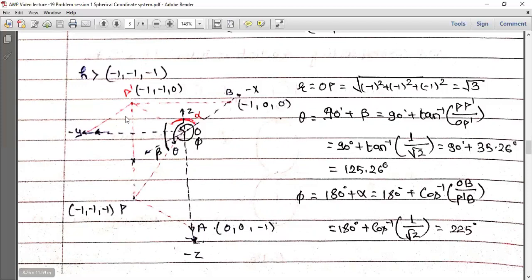Now what is PP dash? You can very well check that PP dash is equal to 1. And what is OP dash? You can find that it is equal to root 2. Correspondingly, theta will be equal to 90 degrees plus tan inverse of 1 by root 2, that is 90 degrees plus 35.26, which is equal to 125.26.